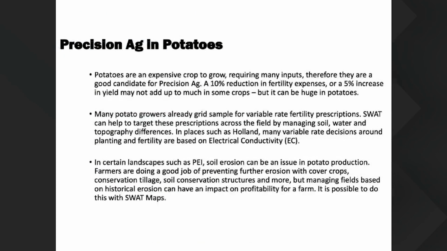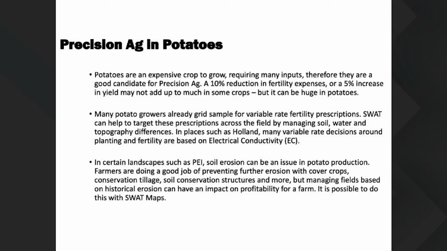So as far as precision ag and potatoes goes, I think they're a prime candidate for doing a lot of this work. They're a really expensive crop to grow, over $3,000 an acre. They require a lot of inputs. So even marginal gains or marginal savings in fertility, or small gains in yield can add up to a lot in something like potatoes. Whereas, if it's a lesser value crop, those 10% and 5% don't mean as much. But when you're dealing with something that costs $3,000 an acre to grow or more, it can really add up.